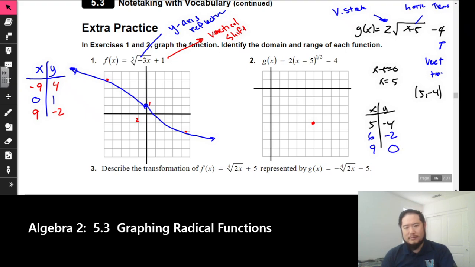We can make this look pretty legit now. We got 6, negative 2. I'll plot a point there. 9 and 0. It's over here. And remember, it's going to have our starting point, and it is going to go up, and it's going to be curving just like that. And remember, it's stretching out. So you can see compared to the parent function, the gap in spacing that you start seeing is a lot wider.